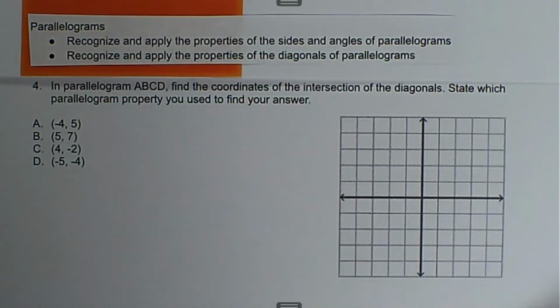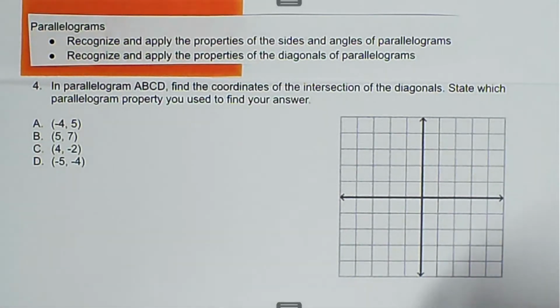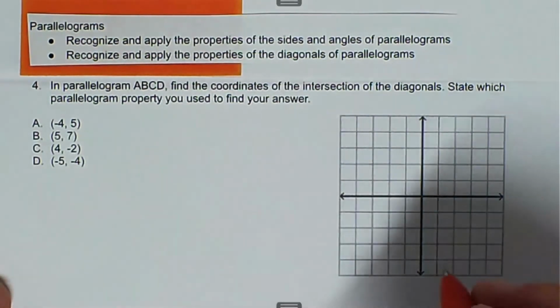We are talking about parallelograms, and we want to recognize and apply the properties of the diagonals of parallelograms. Number 4. In parallelogram ABCD, find the coordinates of the intersection of the diagonals. State which parallelogram property you use to find your answer. Well, the property that we're going to use again is diagonals bisect.